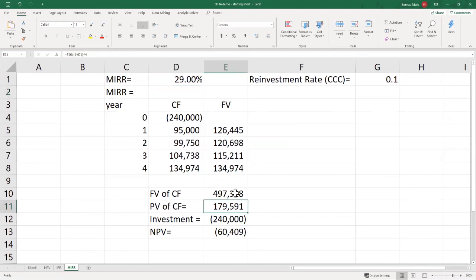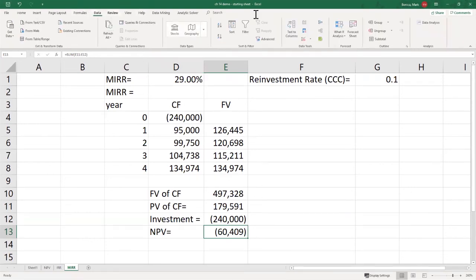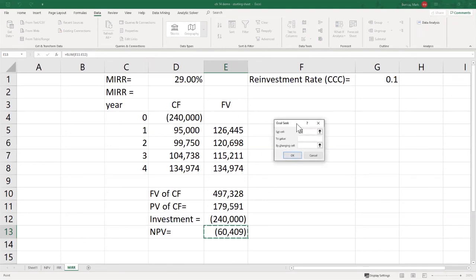Okay, so what we are shooting to do is get this so that it's equal to 240,000. So then we add this and this together, we get an NPV of 0. Just like we did with the IRR. We're looking for that interest rate that sets the future value of our cash flows exactly equal to the investment. So we're going to go to data, go to what-if analysis, and then choose goal seek. A little window pops up here, and the first entry is set cell.